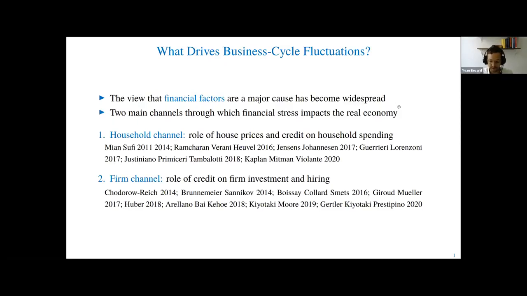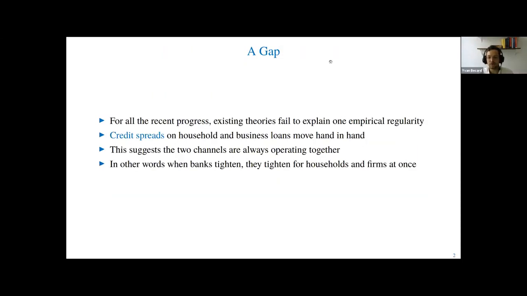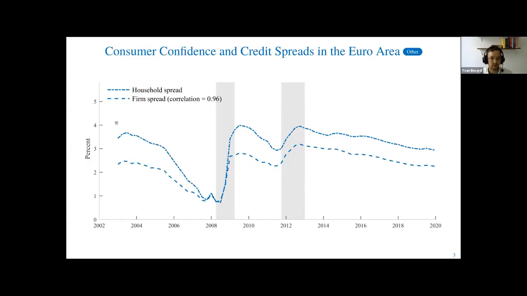So in this vast body of work, what's missing here? We argue that there's something that the literature is not able to explain. If you look at credit spreads on household loans and credit spreads on business loans, let me show you the picture right away. Here, the household spread is the difference between interest rates on mortgages and the risk-free rate. This is in the euro area. And here, the firm spread is the difference between loans to businesses and the risk-free rate or the short-term policy rate. You see that the two rates move hand in hand.